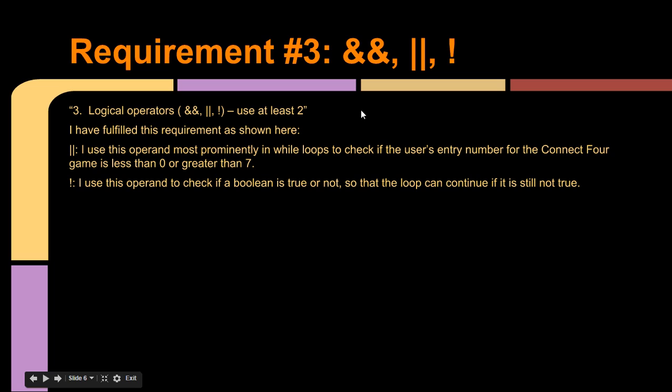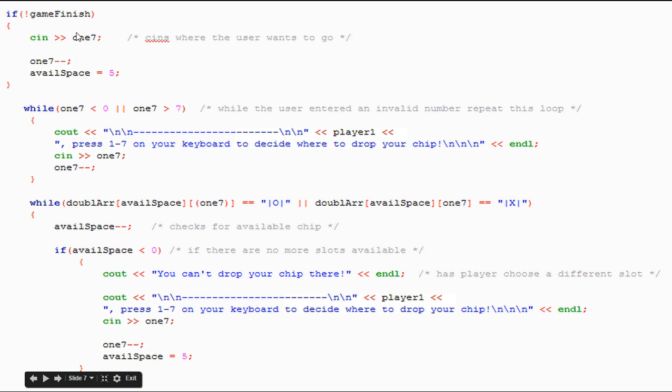So requirement number 3, the logical operators, and you have to use at least 2. And I use these doubles, whatever those are called, and not equal to, like here. So I use this one, game finish, because this will continue until the game is done when a player wins, and then the game will exit. Kind of makes sense. And then here I check if the spot either has the first player's chip there or the second player's chip there. That's player 1, player 2 chip.